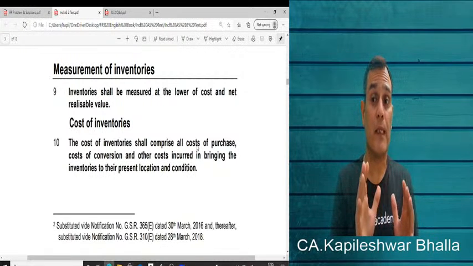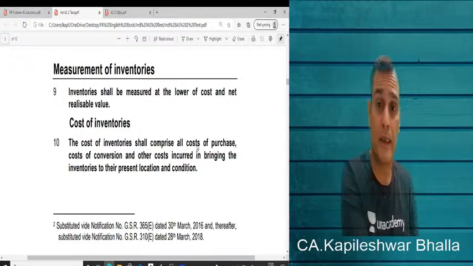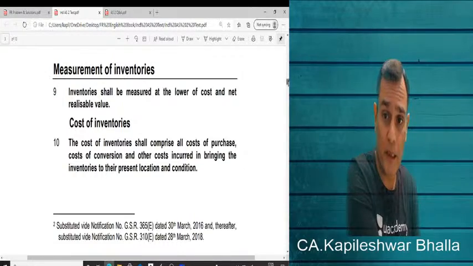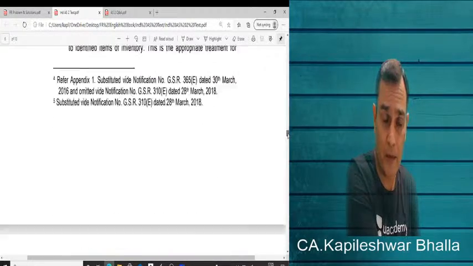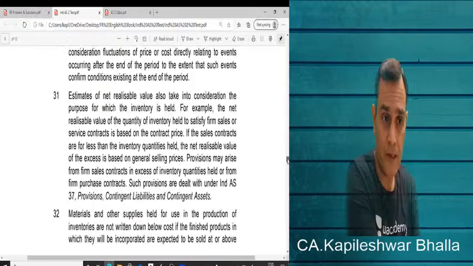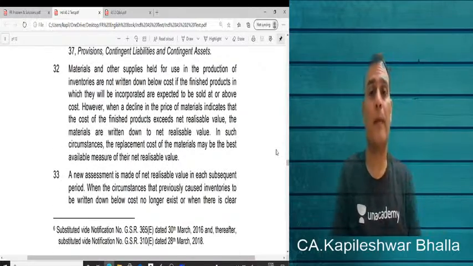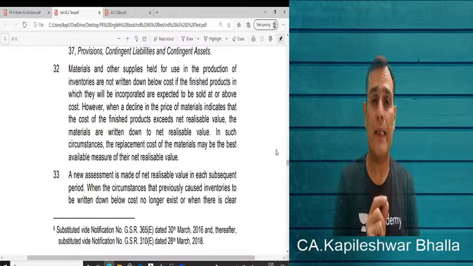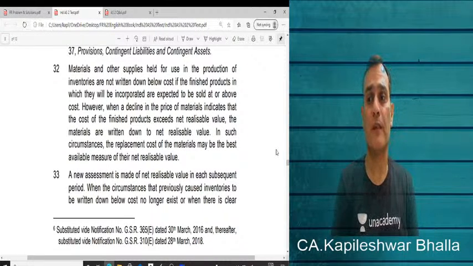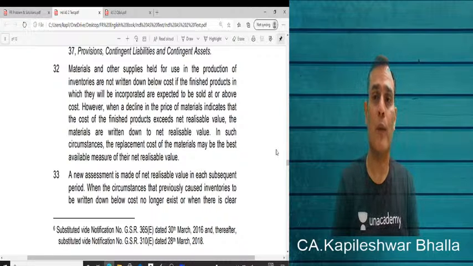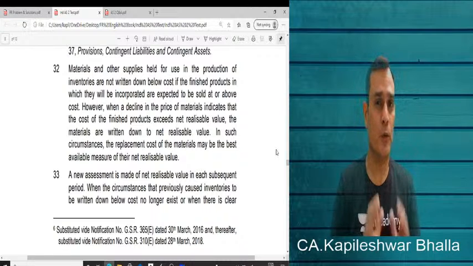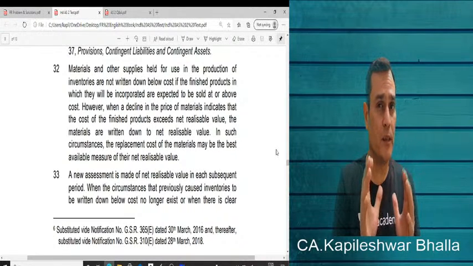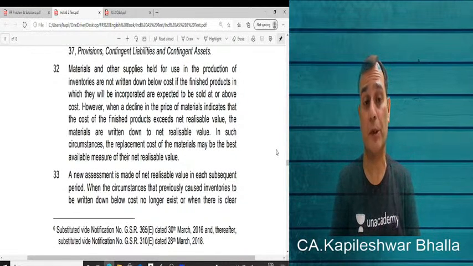Para number 9 applies only to WIP. Then what do we do for raw material? I think we need to go to para number 32. In para number 32, you can see it says material and other supplies held for use in production of inventory. They are very clearly stating that para number 32 deals with the valuation of raw material only, the clause number C of the definition.